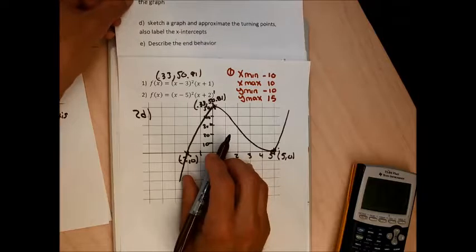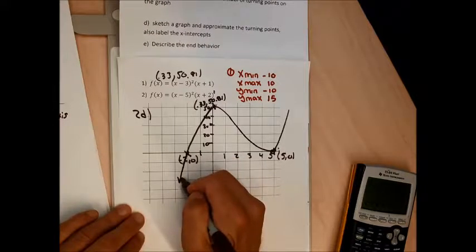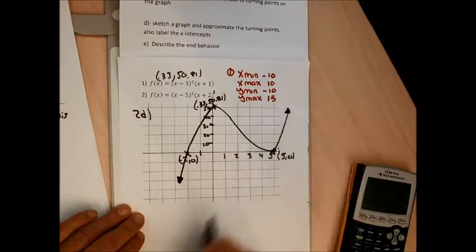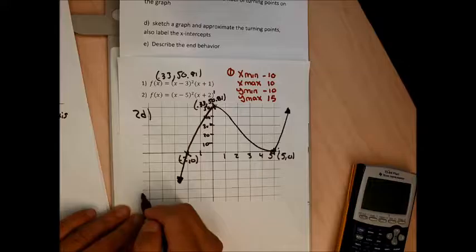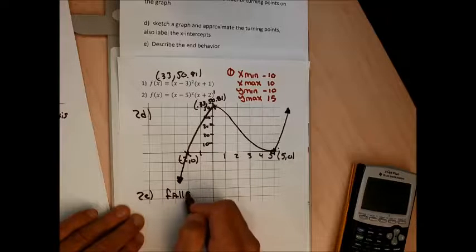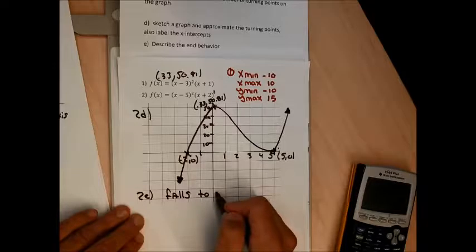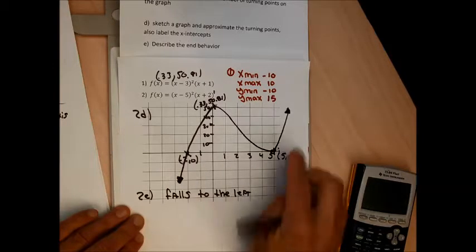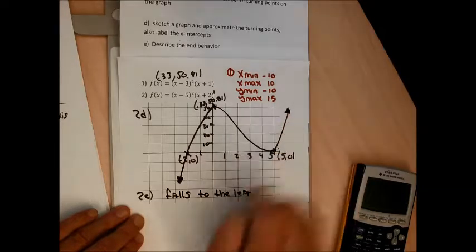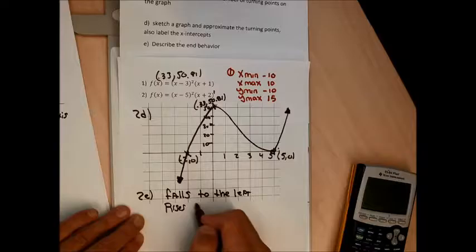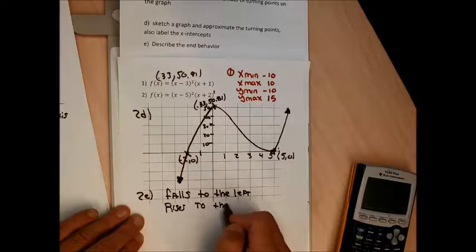Part E says describe the end behavior. I'll put arrows at the end of my graph. If an arrow is pointing down, it falls. If an arrow is pointing up, it rises. This is the left side, so for part 2E, we'll say that it falls on the left-hand side, or to the left of the y-axis. This arrow is to the right of the y-axis, and it goes up. We're going to say it rises to the right of the y-axis.